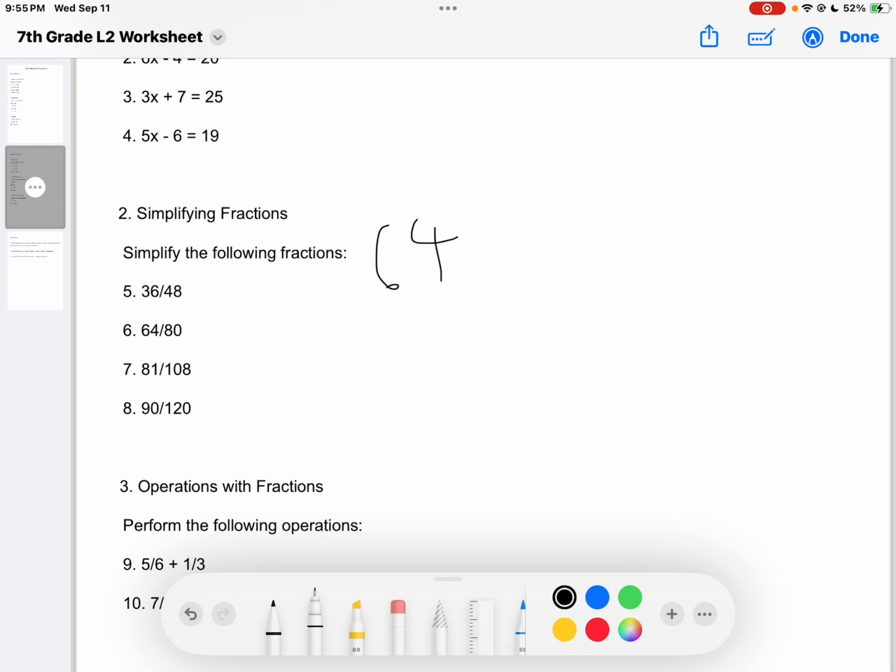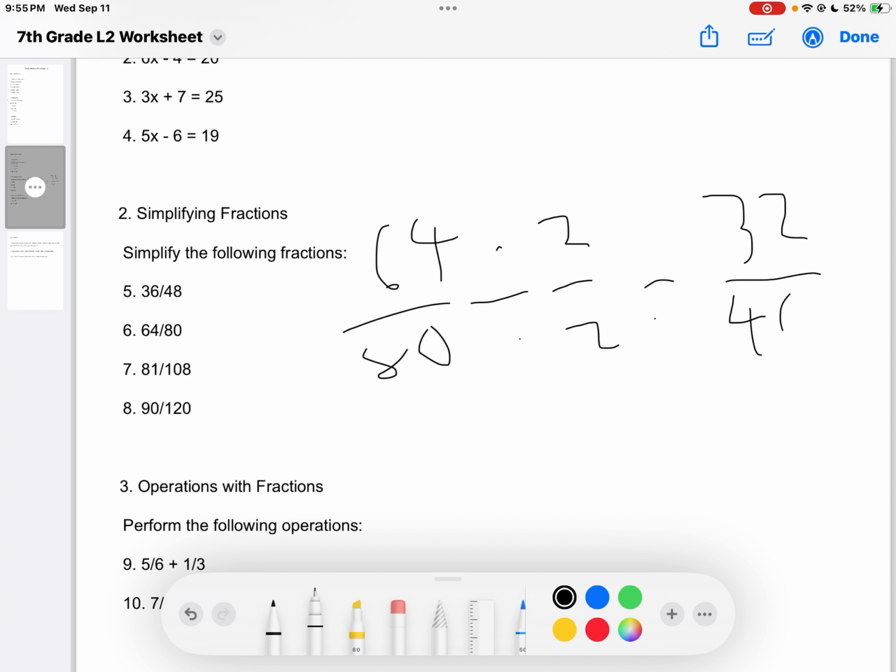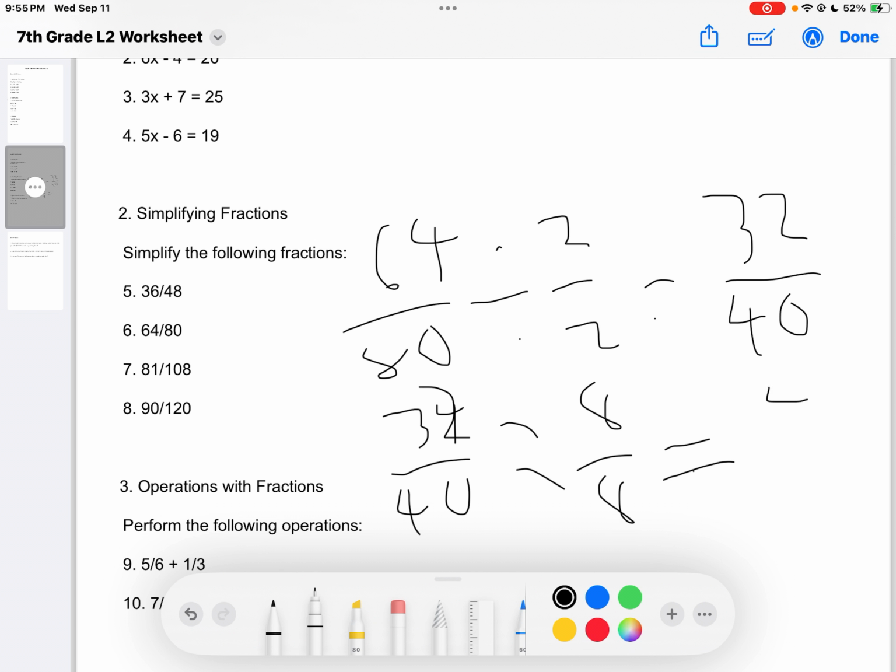Like this next question, 64 over 80. You guys could first divide by 2 because you know that's a common factor to get 32 over 40. And 32 over 40 is not in the simplest form. You guys can divide by 8 because you know they're both divisible by 8 to get 4 over 5. So our final answer should be 4 over 5.